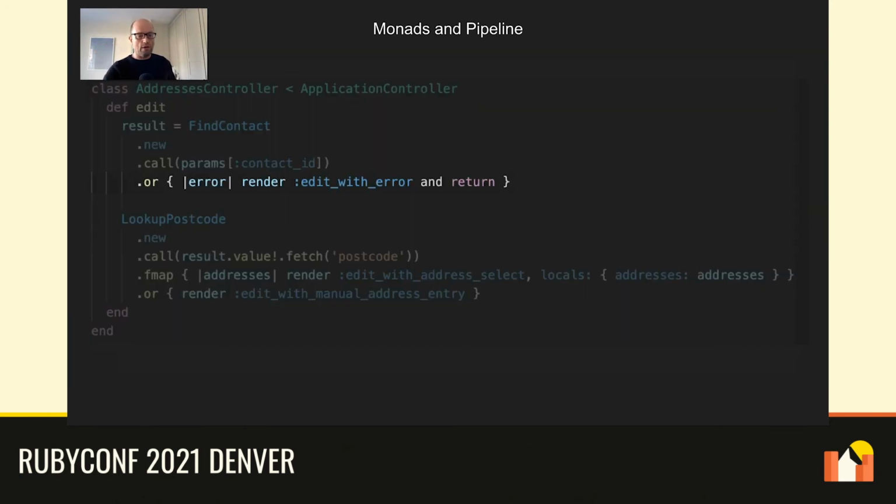But the things to really call out are the OR here. The OR is going to execute if that find contact failed. So it's going to render our edit with error, and because of the way that lambdas work in Ruby, the return is going to return inside the controller method. And so at that point, the code will halt as it did before, and we've got our error screen.